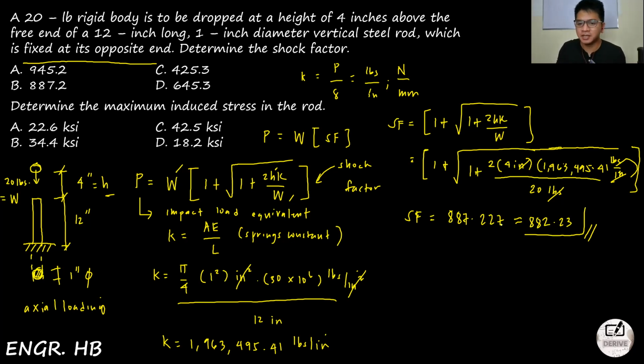Okay? So meron ba tayong 887 pala to? Burahin ko lang. So this is 887. So meron ba tayo? 945.2 sa A. B, A yun. B, 887.23. And the answer is B. Okay, so determine the maximum induced stress in the rod for the second question.